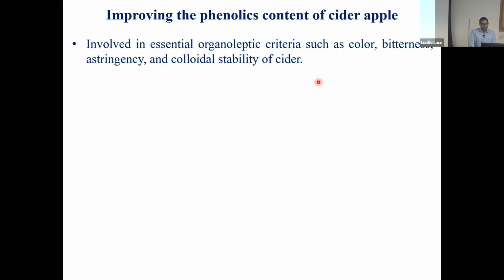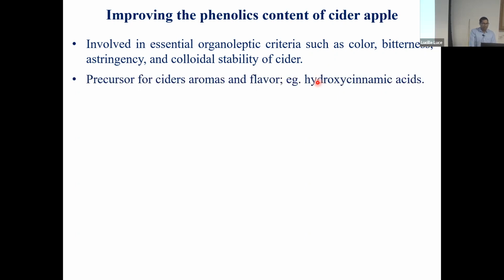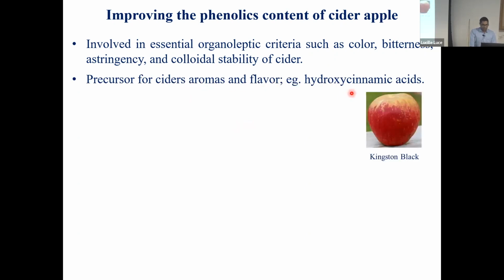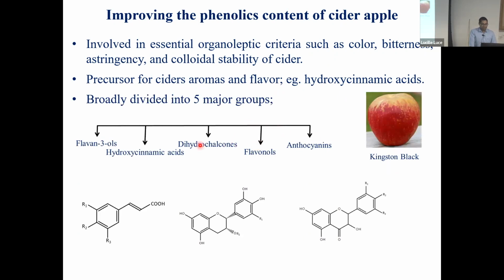They also provide the colloidal stability to the cider. They are the precursors of cider aromas and flavor, like hydroxycinnamic acid, which provides characteristic flavor to Kingston Black apple. They are broadly divided into five different categories: flavanols, which include catechin and epicatechin; hydroxycinnamates, which include chlorogenic acid; dihydrochalcones, like phloridzin; flavonols like quercetin; and anthocyanins. These are the structures of a few of the phenolics.